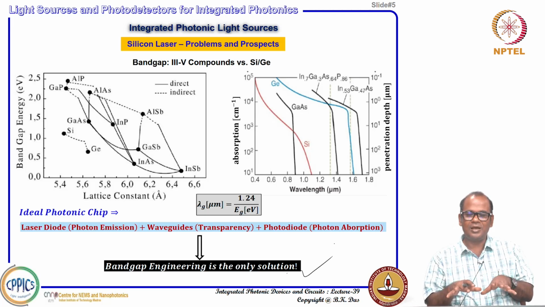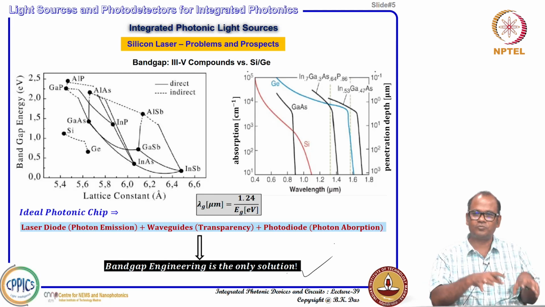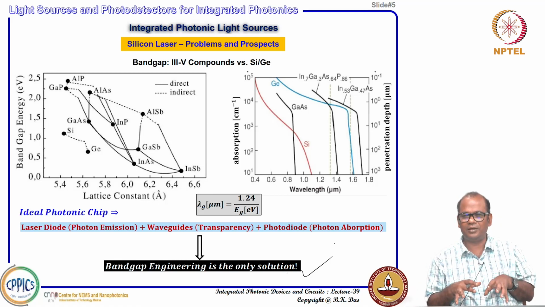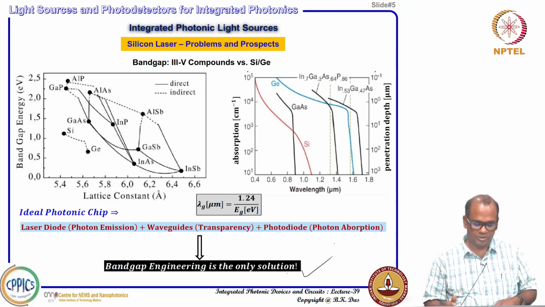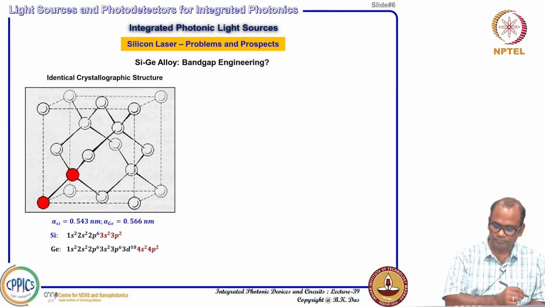So, that means on chip, if you want to have an ideal photonics chip where source, photodetectors, everything can be integrated, you must go for band gap engineering. That is actually the technological challenge for the industry, for academicians like you. You have to find out different ways out. Let us see what the state of the art is.